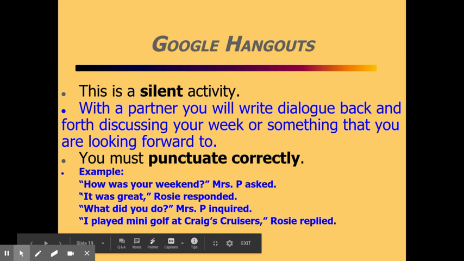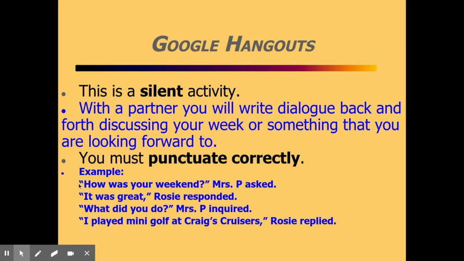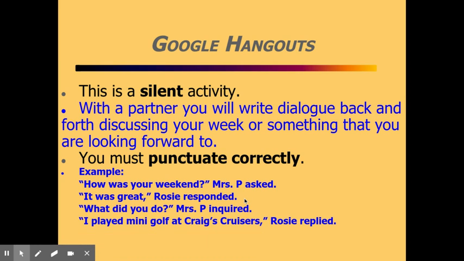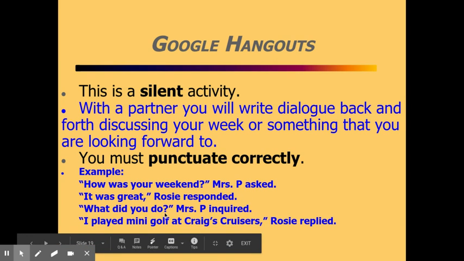So take a look right here how it would look. You have the quotation marks. "How was your weekend?" Question mark, quotation marks. Mrs. P asked, and then there's a period at the end. Here's our quotation marks. "It was great," see the comma, quotation marks, Rosie responded, and the period at the end. "What did you do?" Mrs. P inquired. "I played mini golf at Craig's Cruisers," and then we've got our comma right here and our end punctuation.